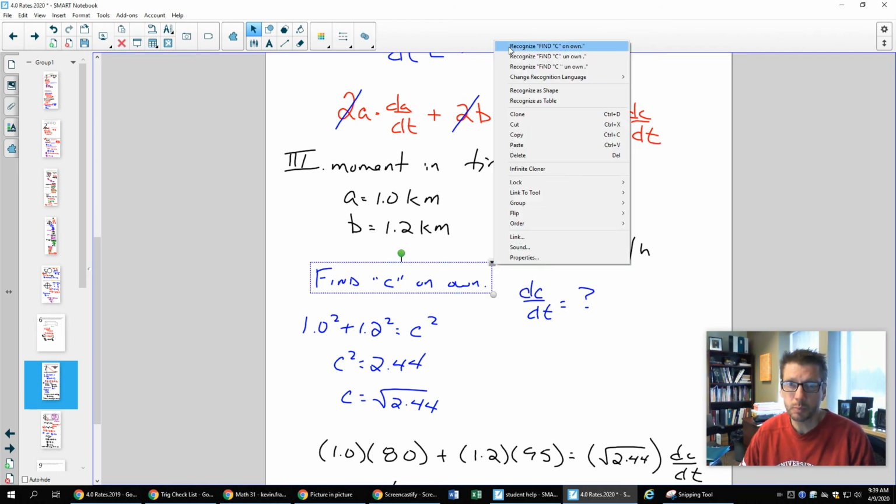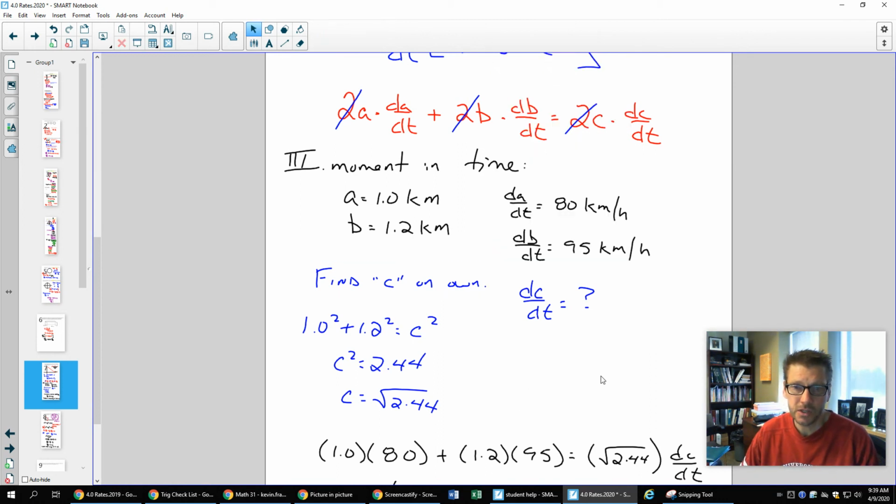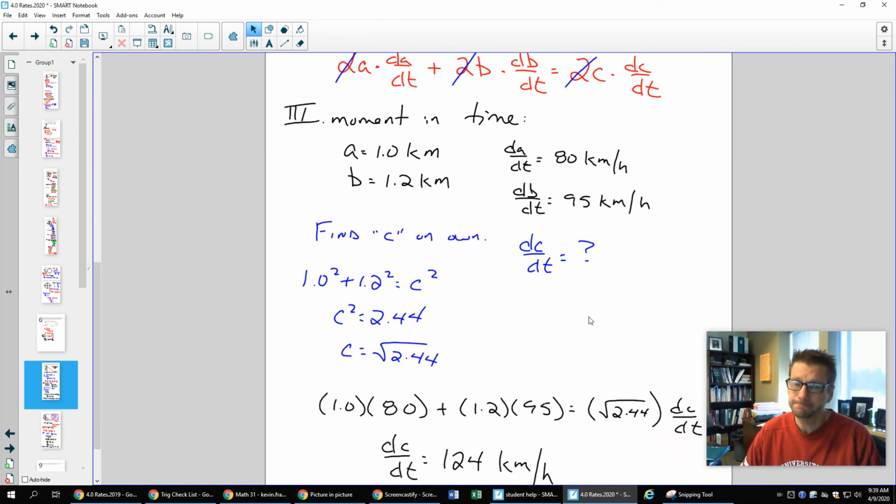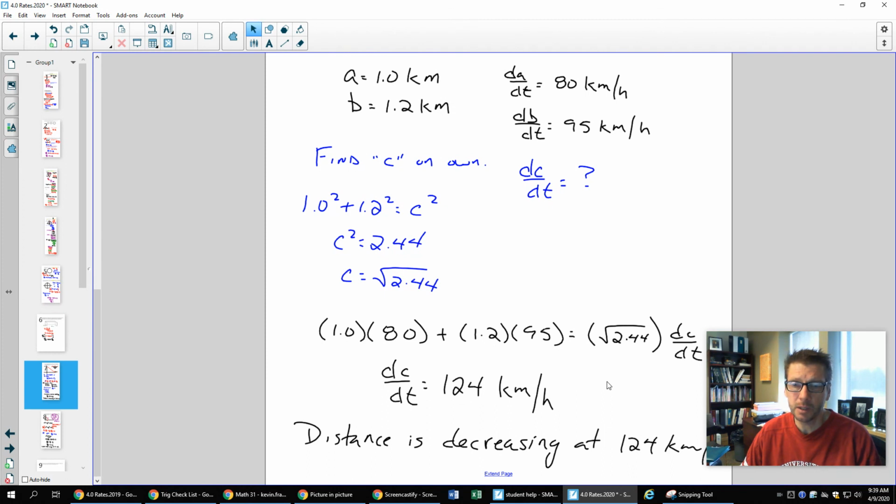So anyways, that's how you solve a triangle problem. Start with, if it's a distance, the formula, and go from there. Hope that helps.